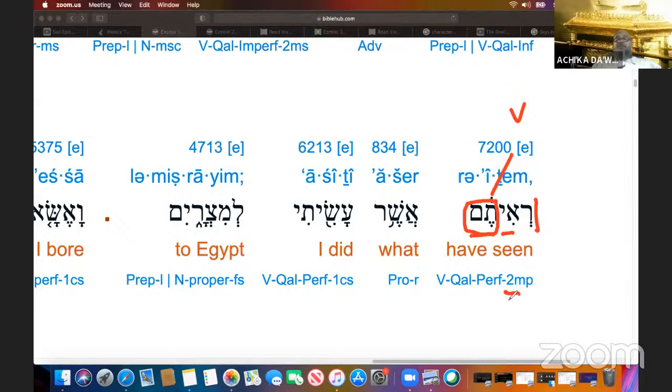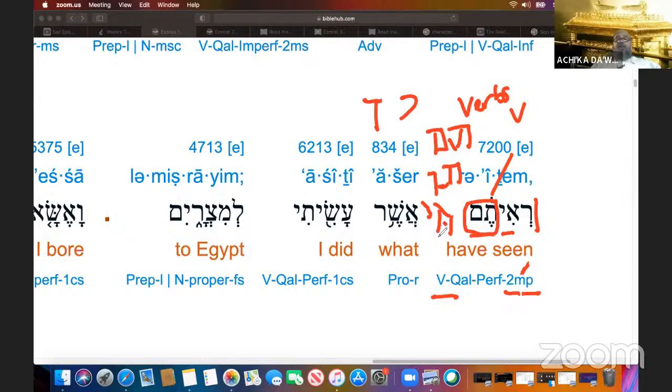Second person, plural, masculine. Okay, that's for a verb. So your nouns are going to have coughs, the regular cough and the final cough, depending on the position. And your verbs are going to have tavs. And it'd be, you know, a tav and a mem. It could be a tav and a noon. It could be just a regular tav and a yod. Okay, you understand? So that's the difference between the two.